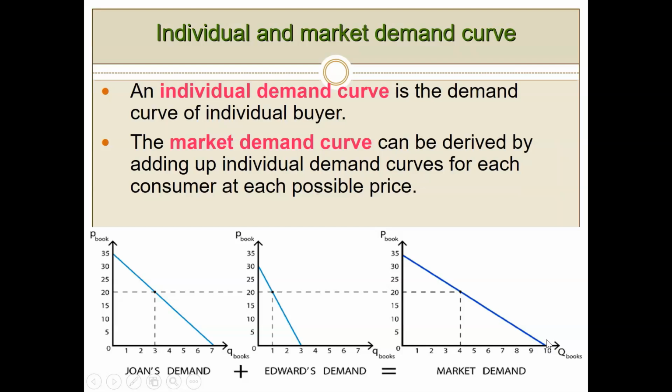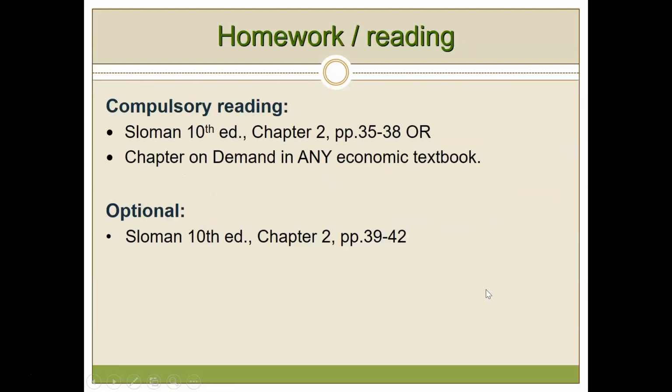The market demand curve will be flatter because at each and every price consumers will be buying more units, so our horizontal axis will be more spread out. There will be more quantities along the horizontal axis, so the combined market demand curve will be flatter. So in horizontal summing, the figures on the vertical axis, the prices, remain the same, but we add up individual quantities. 3 plus 1, for example, will be equal to 4 when the price is 20.